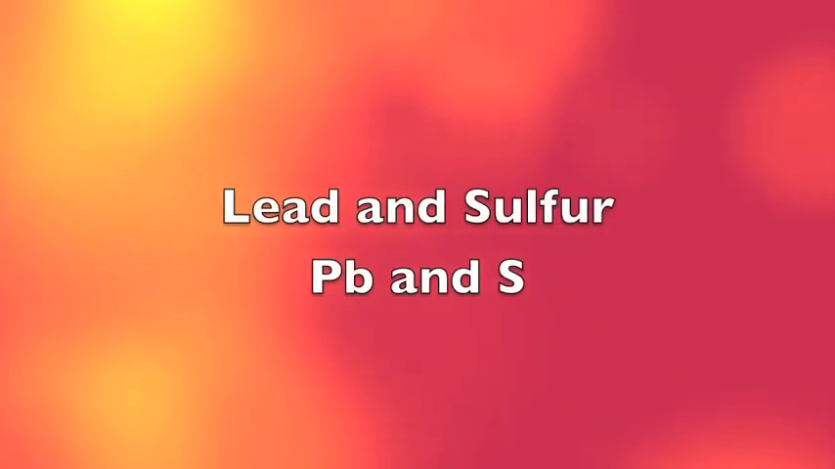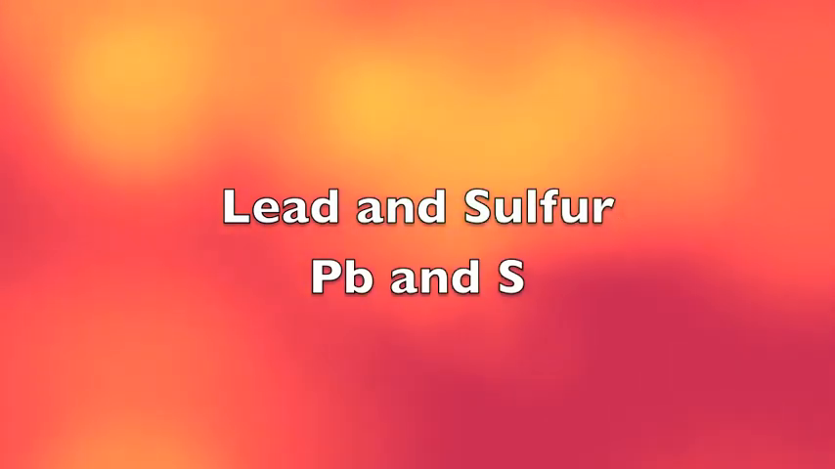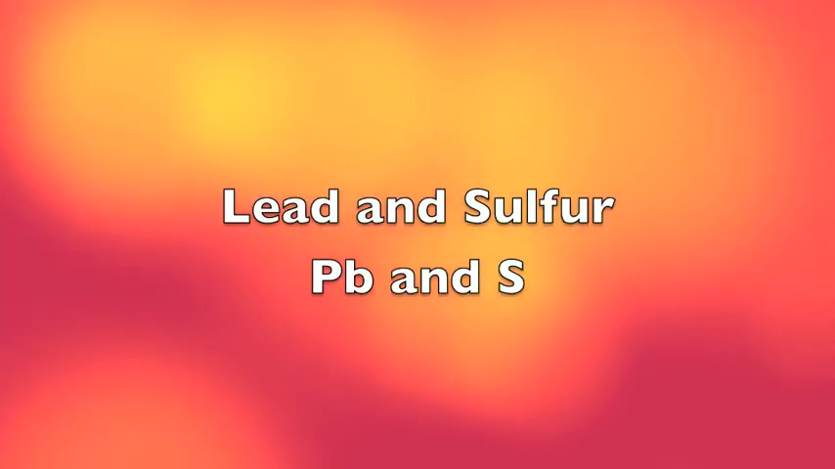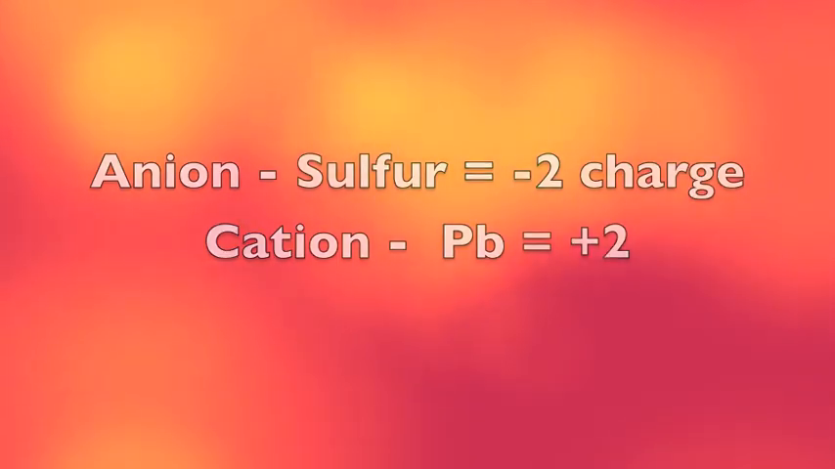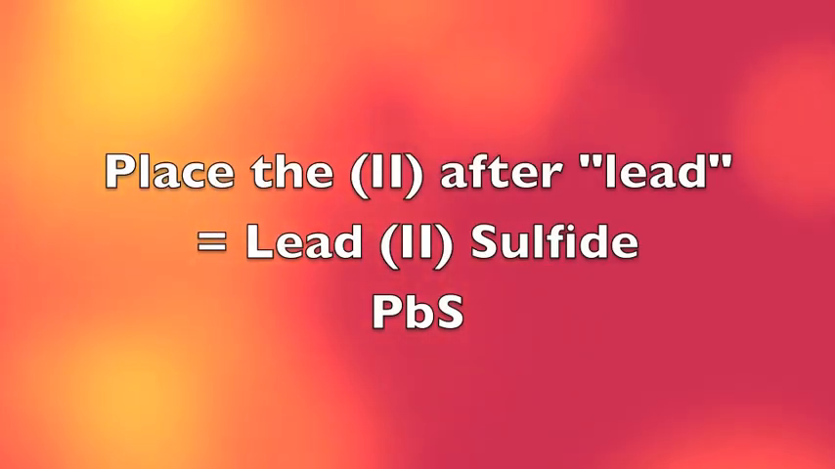Let's say you want to give the name for a molecule containing lead and sulfur, like PbS. The symbol for lead is Pb, and the symbol for sulfur is S. You use the charge of the anion, which is sulfur, which has a charge of -2. So Pb must have a charge of +2. Place the Roman numeral 2 after the Pb. The result is lead(II) sulfide.